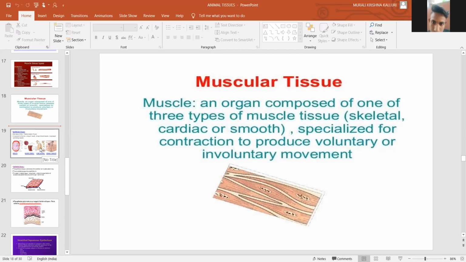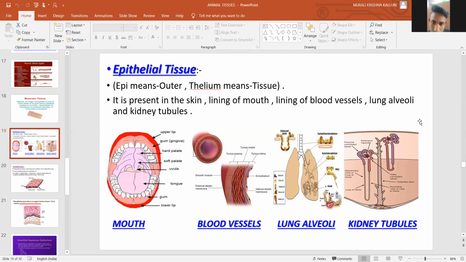Next one is epithelial tissue. We will see a detailed account of epithelial tissue. Epi means outer. Thelium means tissue.